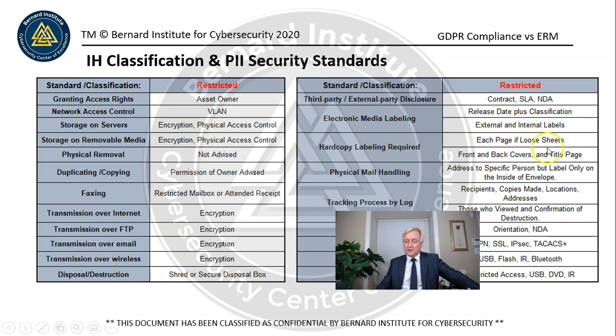Hard copy labeling, each page of loose sheets, front and back covers. In an organization like IBM, we had restricted printing rooms based on classifications, but when we printed documents, there always had to be a blank front page that said the classification level. So everybody was fully aware when they pick up a document to read it, they can see it's classified as restricted. They know what their authorization is. If it's not restricted, then they should not be touching that document.